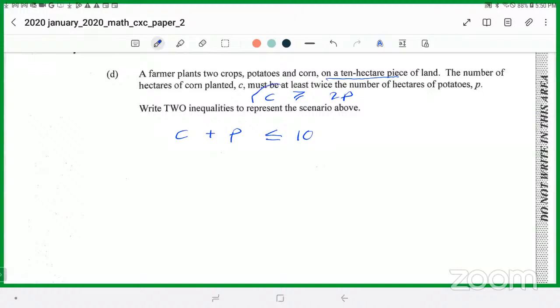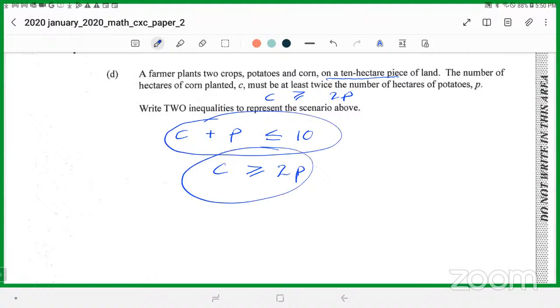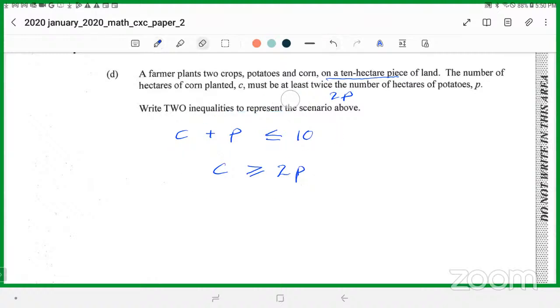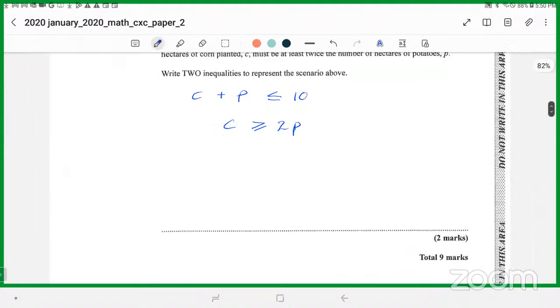The second one is in this statement that we wrote out like this. It is that C, the number of acres of corn, must be at least, greater than or equal to, twice, 2 times, the number of acres of potatoes. That's it. So these are the 2 inequalities, 1 and 2. That's what I want to write there. Very good? Yes, sir. All right, good.